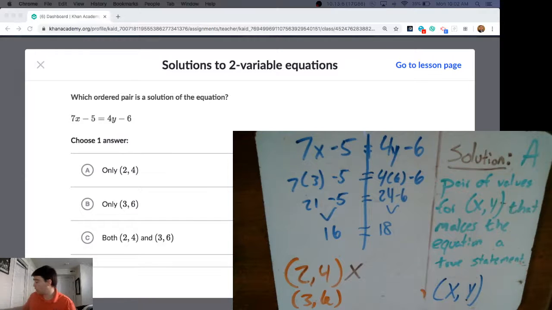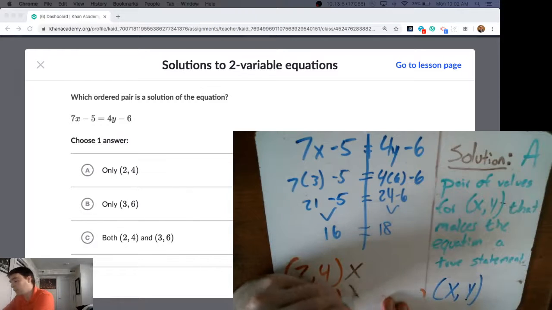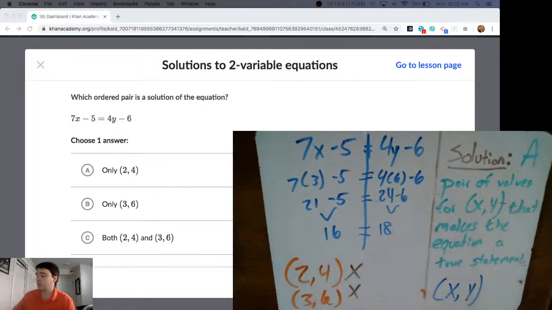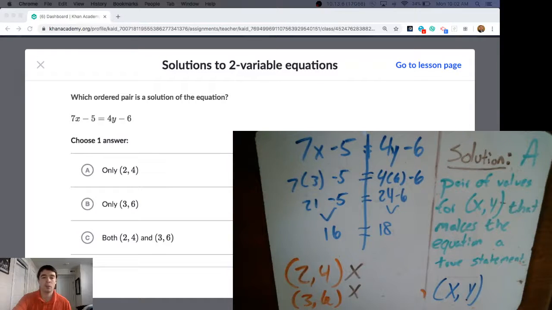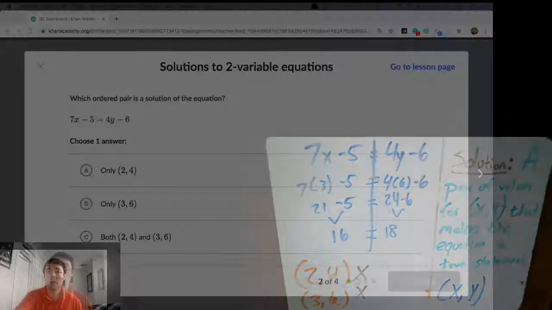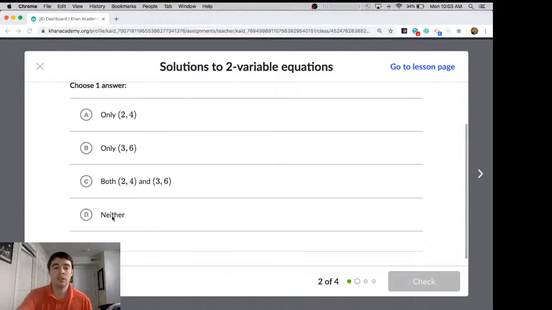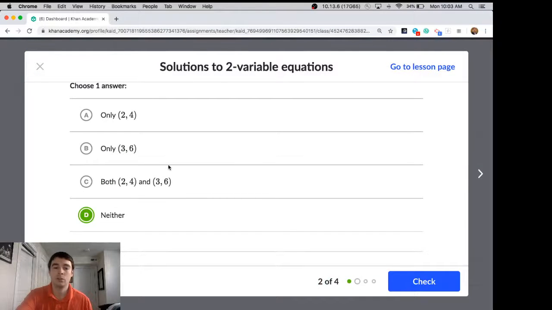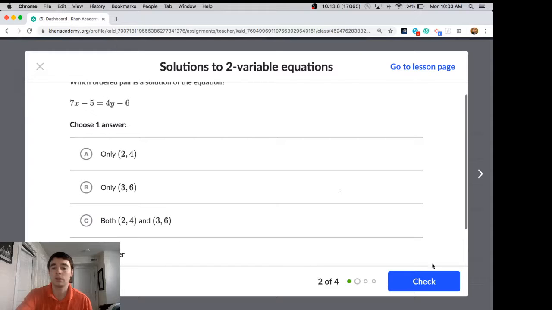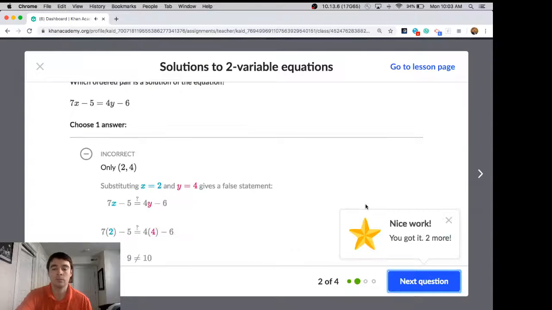So there are solutions out there in the world to this linear equation. We'll talk about how to find all the solutions and make graphs of them later. But for now, 3 for x and 6 for y would not be a solution to this equation either. So I'm going to go ahead and select answer choice D, which says neither 2 and 4 nor 3 and 6 work as solutions to this equation.